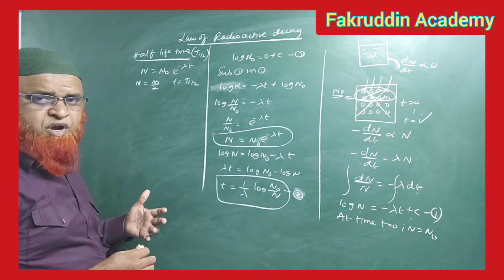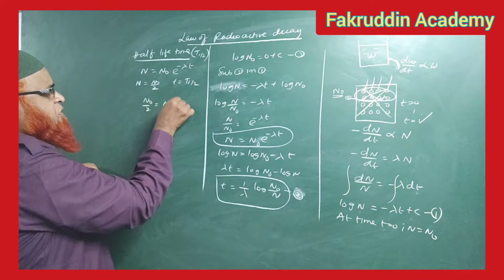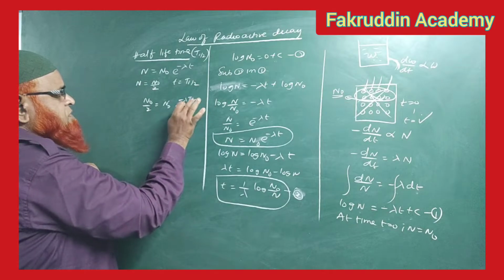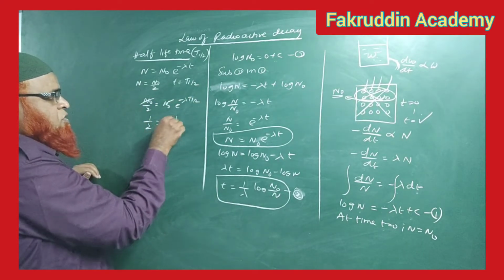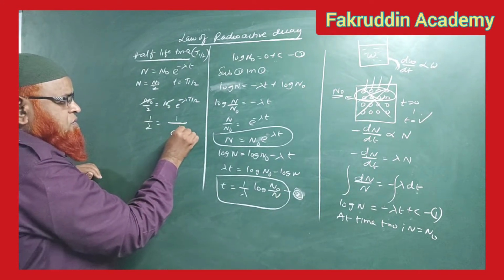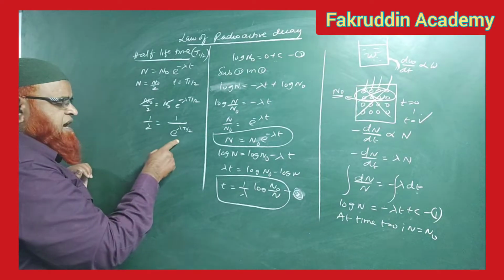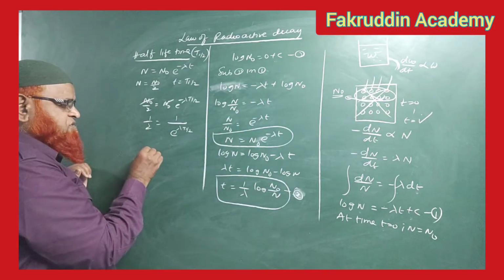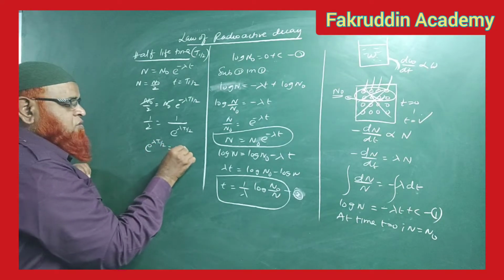Let us see what we get now. n naught by 2 is equal to n naught e power minus lambda into t half. So n naught is cancelled. 1 by 2 is equal to 1 by e power lambda t half, since the negative sign becomes positive and comes to the denominator. The denominators are the same, so we can write e power lambda t half is equal to 2.